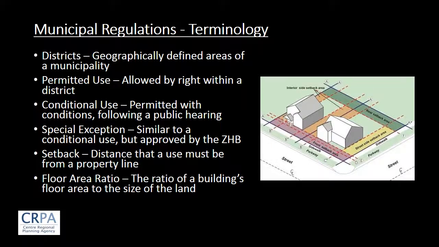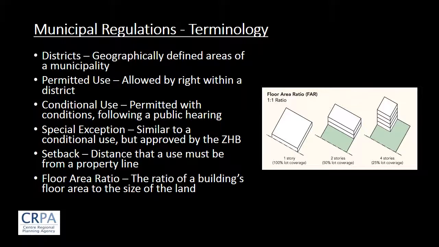The location of uses are regulated with setbacks, which establish the distance that the use must be from a property line. This is done to prevent crowding of uses, minimize impacts, and ensure fire, safety, and access. Zoning regulations often address the size of uses, either with maximum coverage limitations or with floor area ratios. FARs are more common in urbanized areas. If a zone has an FAR of 1, that means that the floor area cannot exceed the size of the lot, regardless of its configuration.